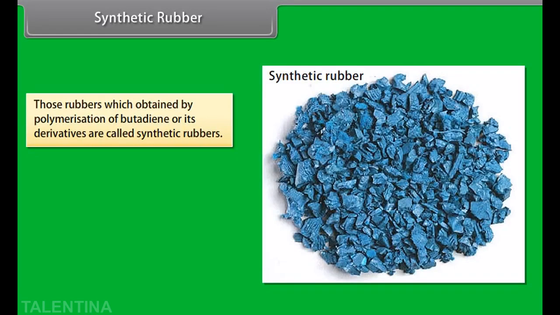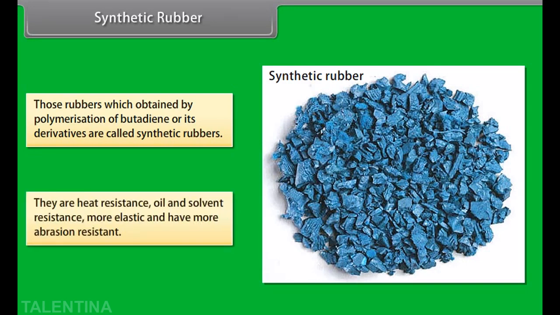Synthetic rubber. Those rubbers which are obtained by polymerization of butadiene or its derivatives are called synthetic rubbers. They are heat resistant, oil and solvent resistant, more elastic, and have more abrasion resistance.